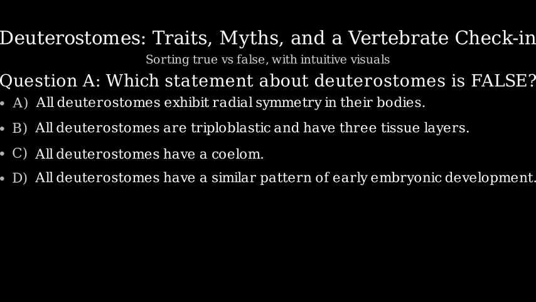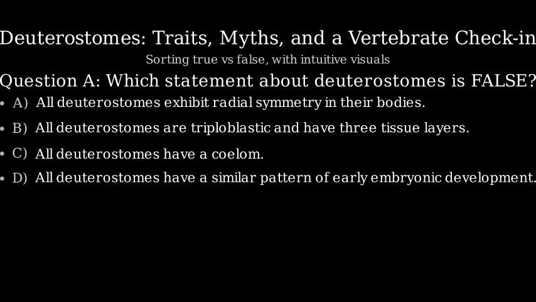A. All deuterostomes exhibit radial symmetry in their bodies. B. All deuterostomes are triploblastic and have 3 tissue layers. C. All deuterostomes have a coelom. D. All deuterostomes share a similar pattern of early embryonic development.